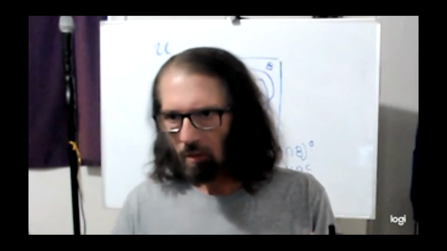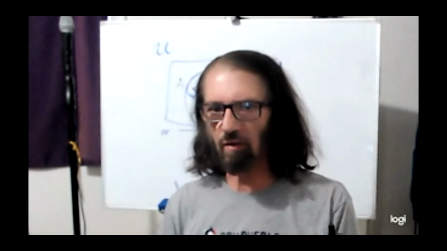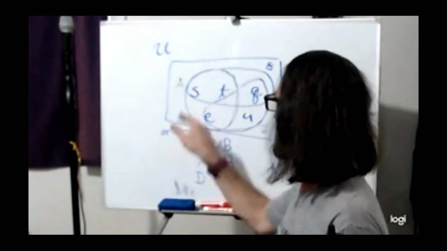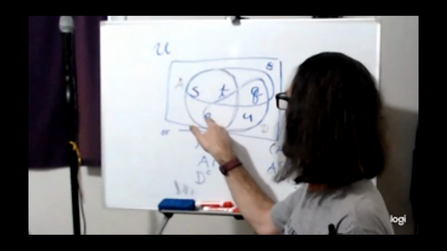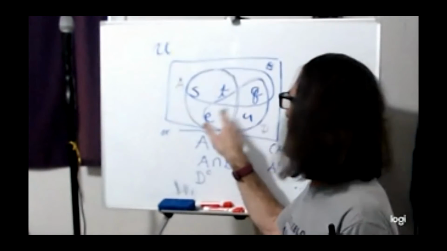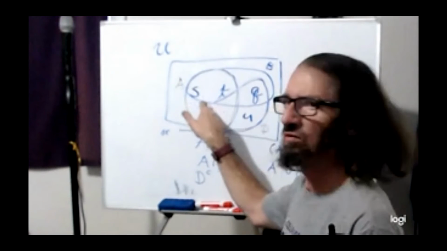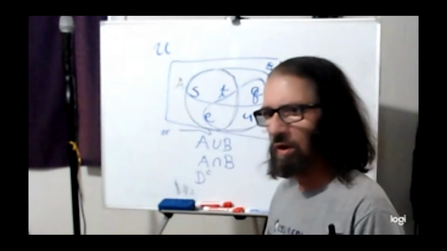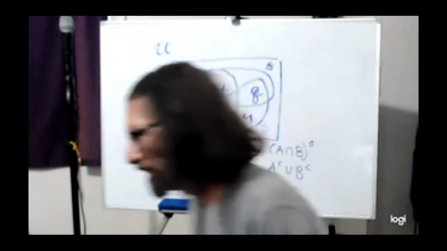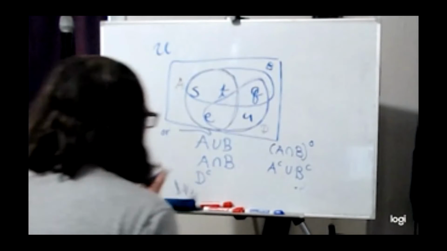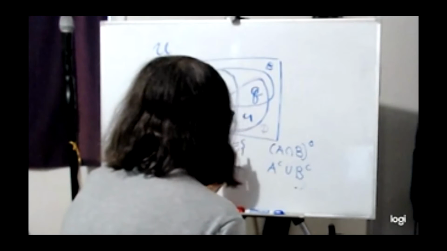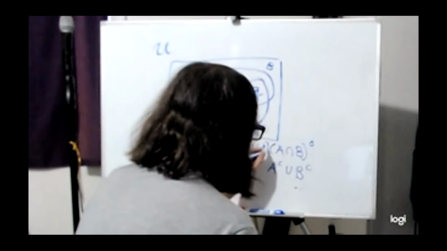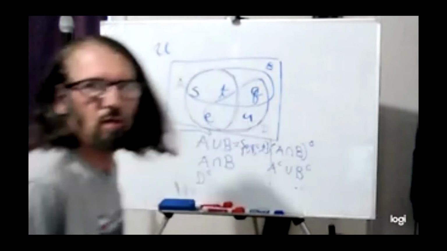In this case, that means lump everything from A and B together. So the union of A and B, you're getting S, T, and E, as well as Q. Even though S and T are in the intersection of A and B, we include it. It's an inclusive or. We'll put that in alphabetical order here. E, Q, S, and T.